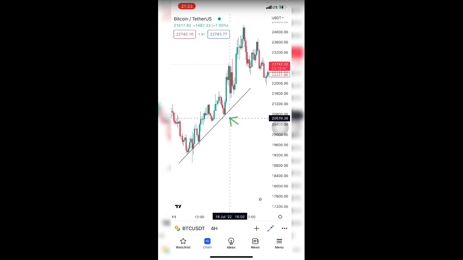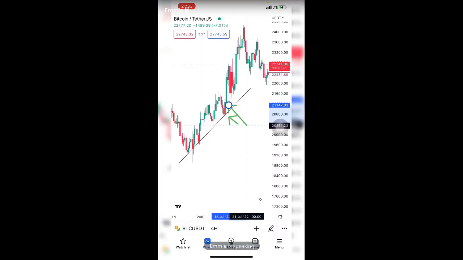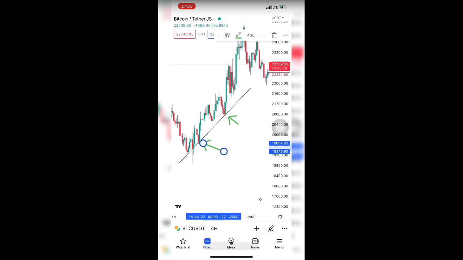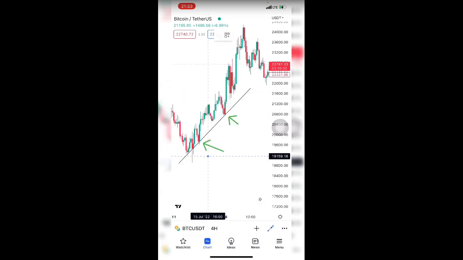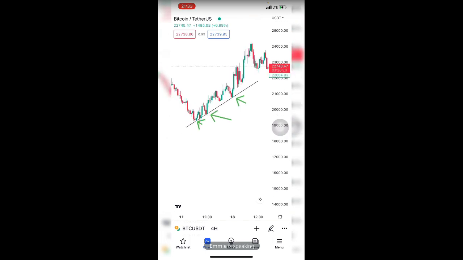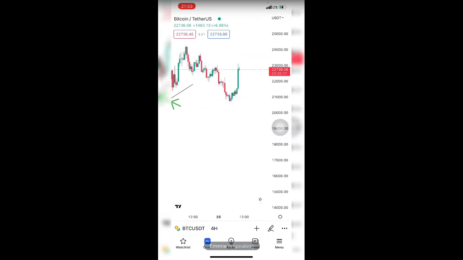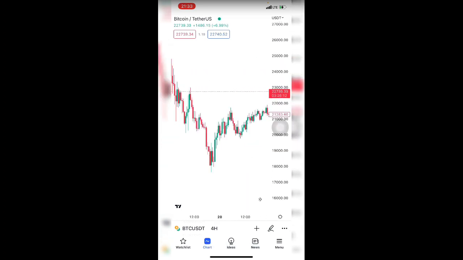Can you see? All this one. That's how to draw trend line. But I left this 2 week one, I'm not concerned about that. This one tells me that the market is truly in an uptrend. Do you get it?